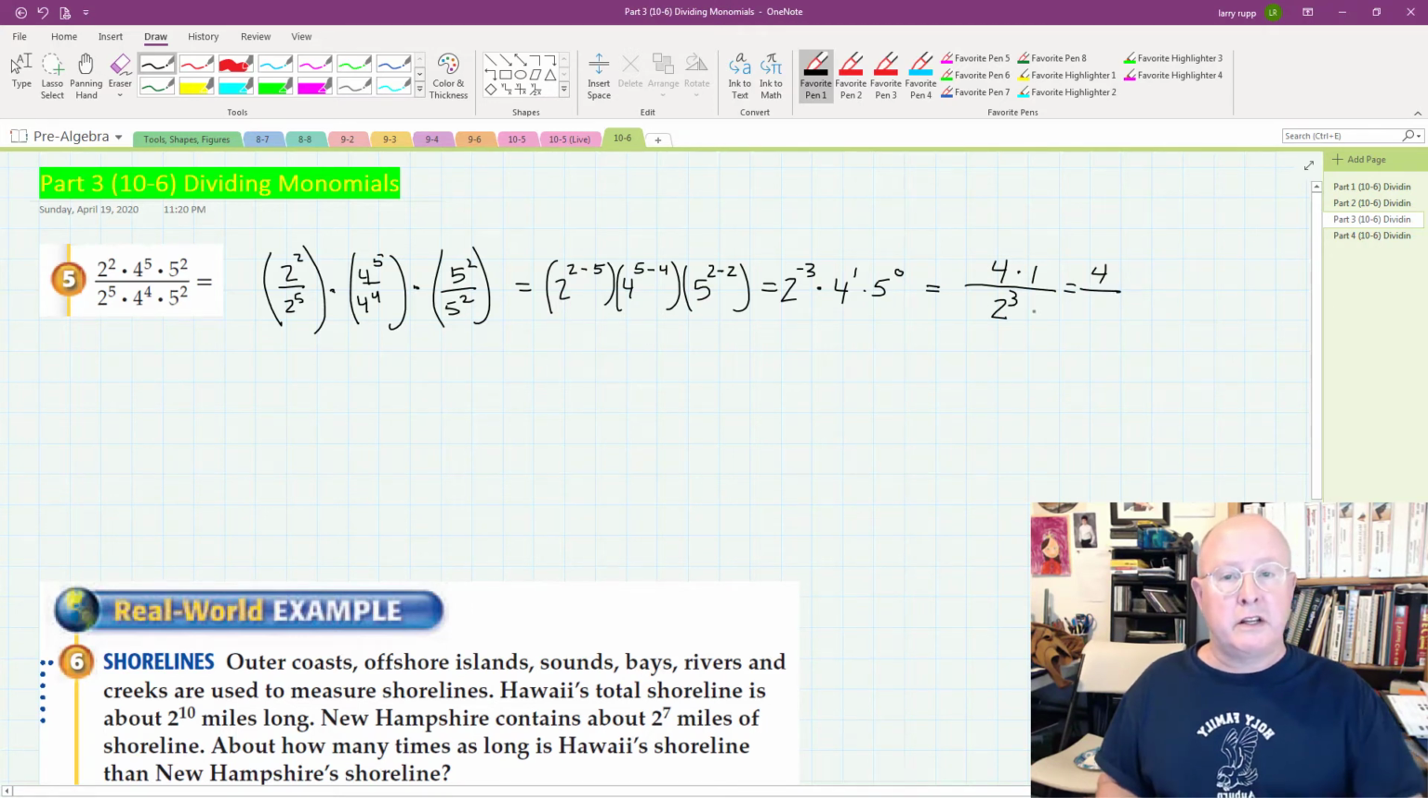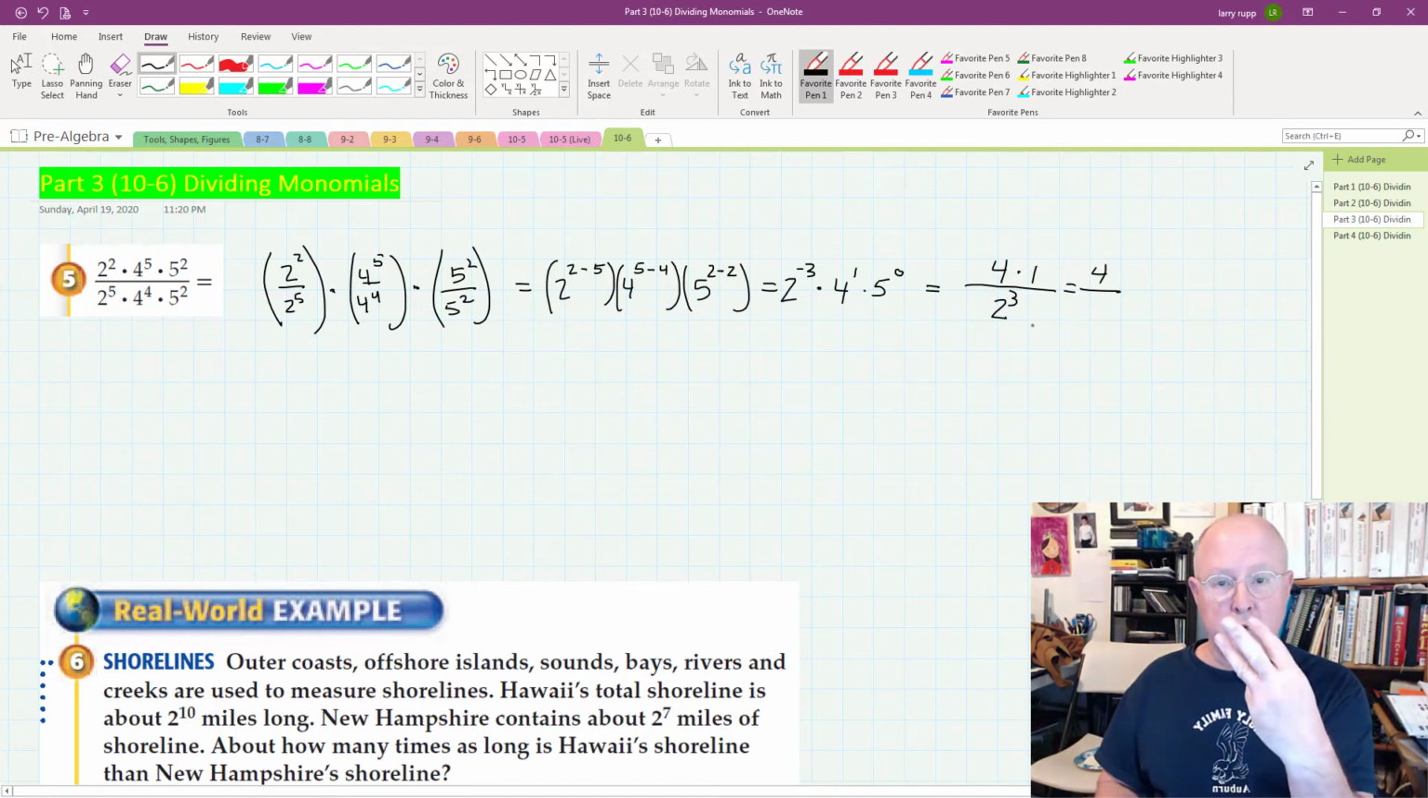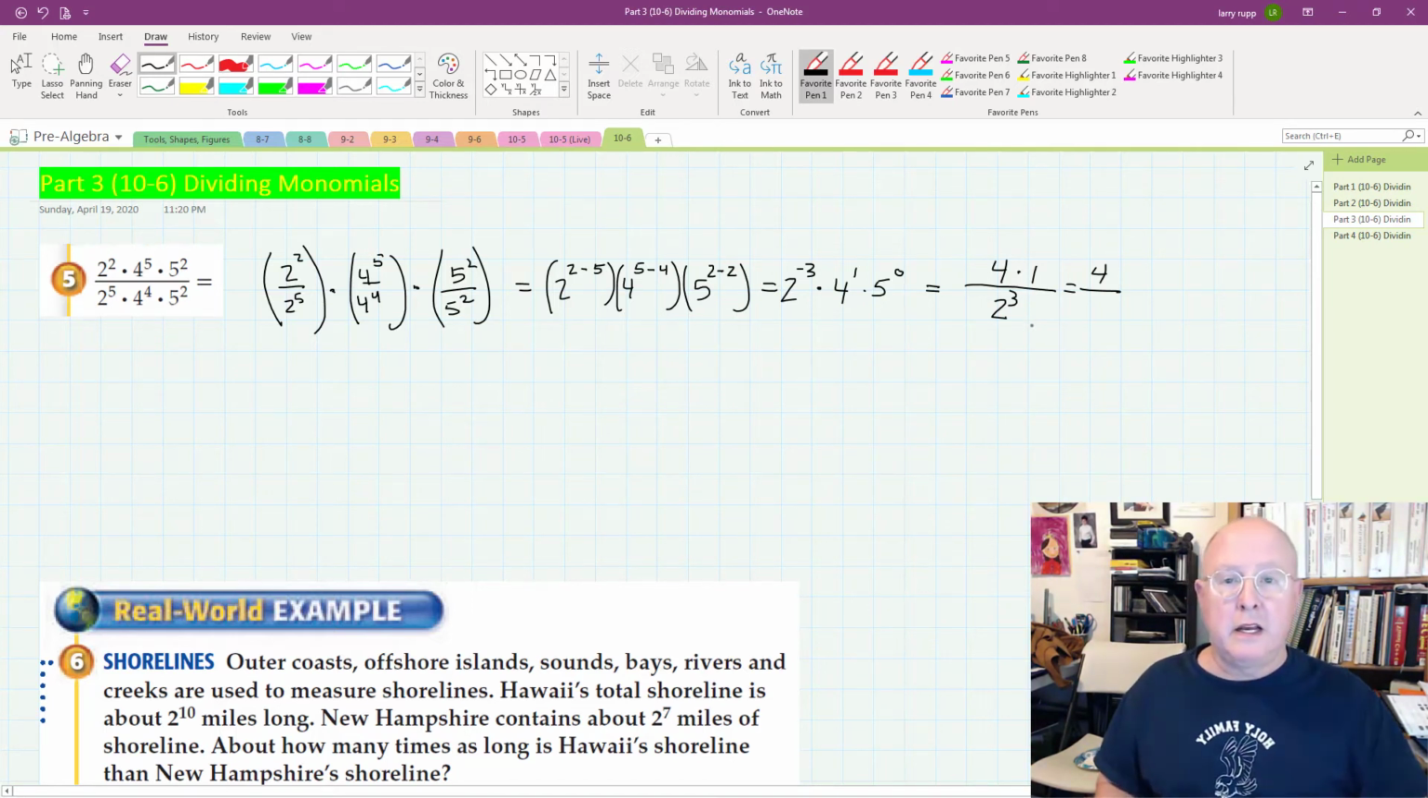well, what's 2 raised to the third power? That's 2 times 2 times 2. Hopefully we all got our thinking caps on and it comes out to 8. So this reduces now to 1/2. Okay, 1/2, or from our multiple choice, C.